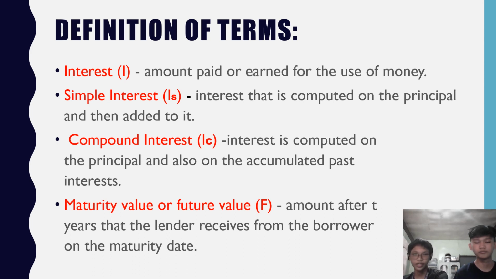Simple interest: the interest that is computed on the principal and then added to it. Compound interest: interest is computed on the principal and also on the accumulated past interest. Maturity value or future value: the amount after the years that the lender receives from the borrower from the maturity date.